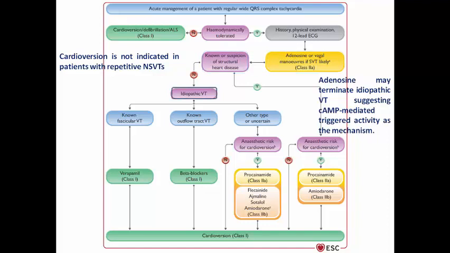If there is no suspicion, you are dealing with idiopathic VT. If the ECG suggests fascicular VT, you can give IV verapamil. If not responding, go for synchronized cardioversion. If it is known to be outflow tract VT, you can use IV beta blockers. If not responding, go for synchronized cardioversion.